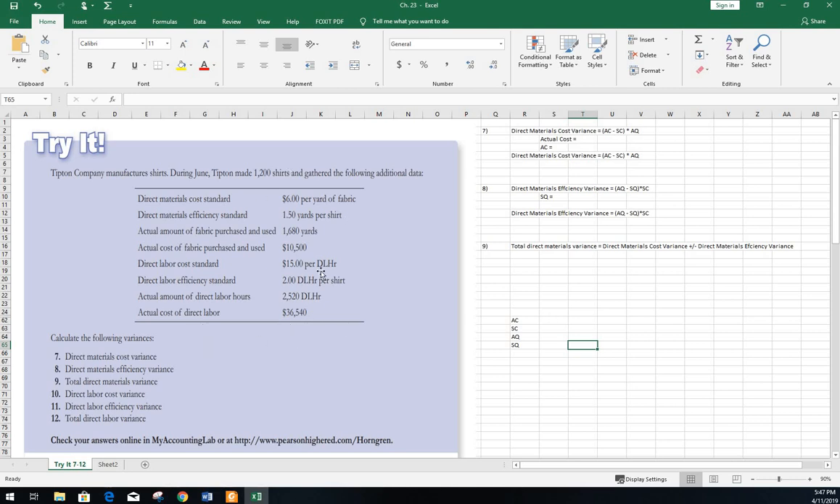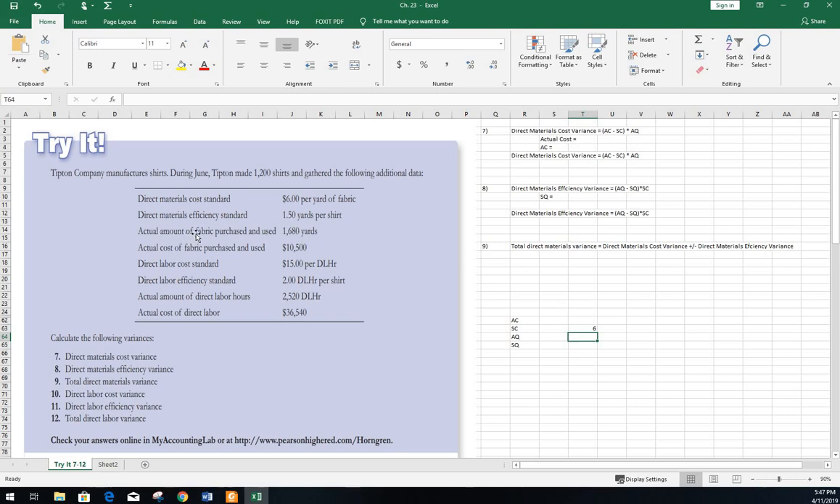So some of these values are given in the problem. So let's go ahead and write in the values that are given. The first line says direct materials cost standard. So right there it says cost standard or standard cost. So I'm going to write in $6 for that value. Okay. The next line says efficiency standard. There's no such thing as efficiency standard in our formula, so that value is not given to us. It's not one of these. We'll have to use it elsewhere.